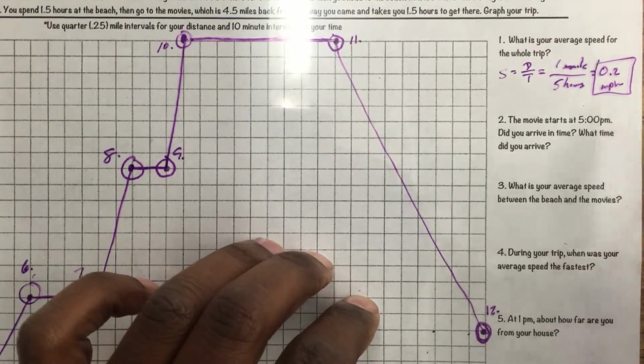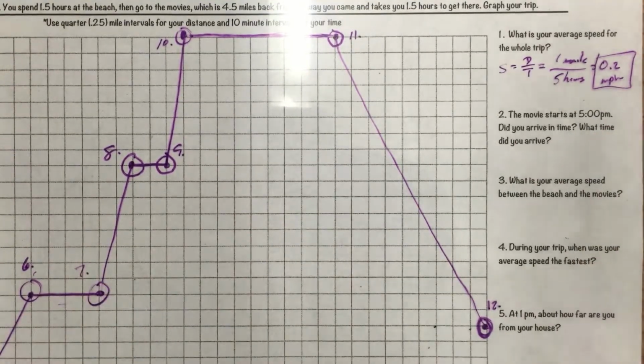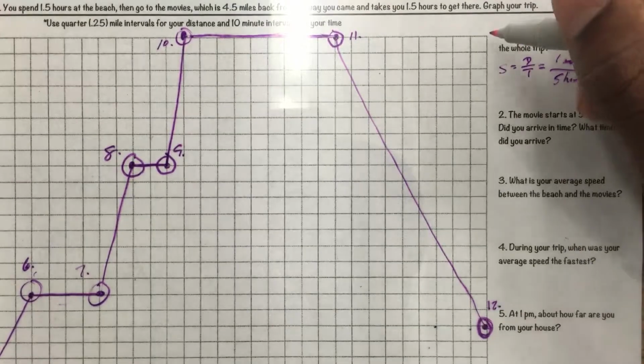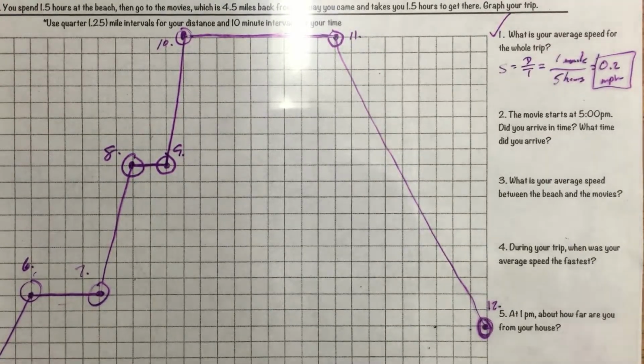It says the movie started at 5. They need to do, oh wait, hold up, let me go back. If they have 0.2 miles per hour, they get the check. If not, then don't. You can just put the check right here, or next to number 1, if they got it right.